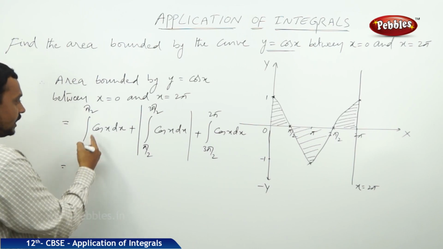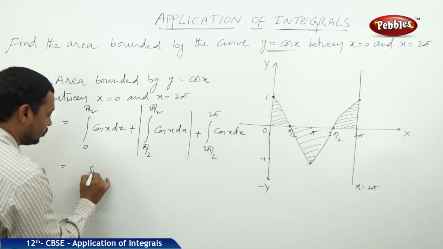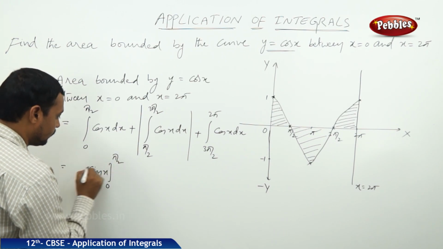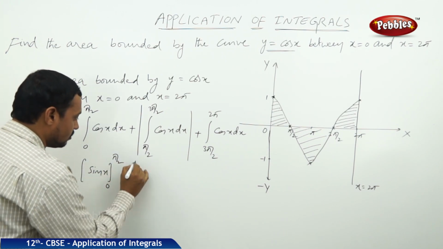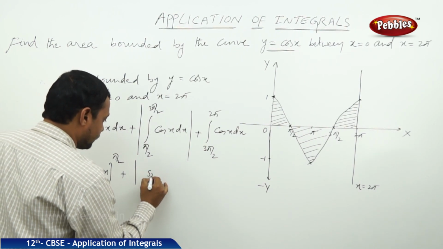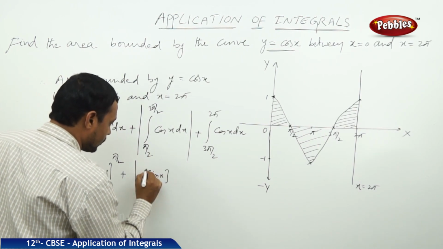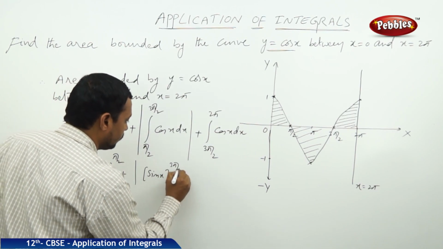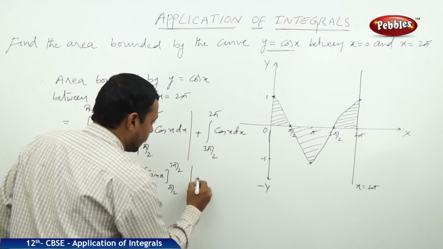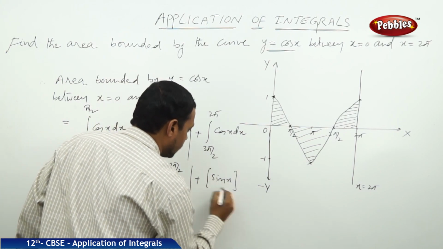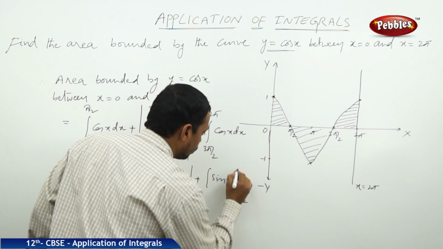Now the integral of cos x is equal to sin x between 0 to pi by 2, and this is the modulus of sin x from pi by 2 to 3 pi by 2, plus sin x between 3 pi by 2 to 2 pi.